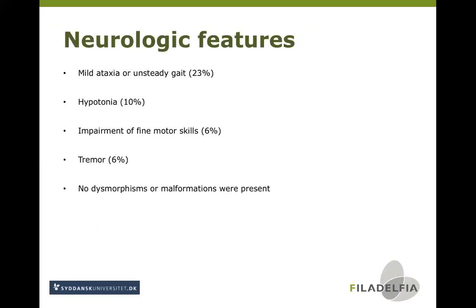When evaluated neurologically, we found that in almost a quarter, we found mild ataxia or an unsteady gait, as this was the most prevalent feature. And then some had hypotonia, some had an impairment of their fine motor skills, and some had a tremor. We couldn't find any dysmorphisms or malformations in these patients.